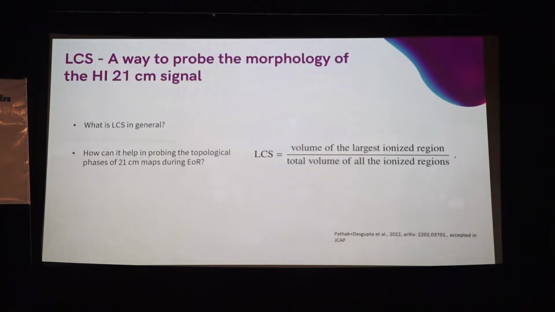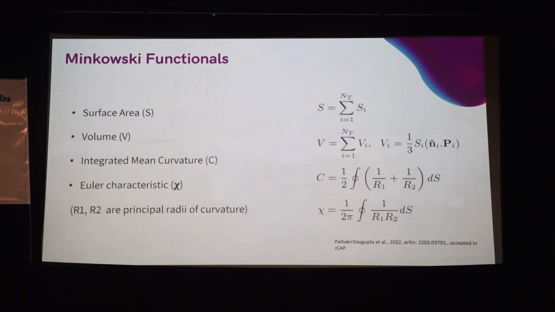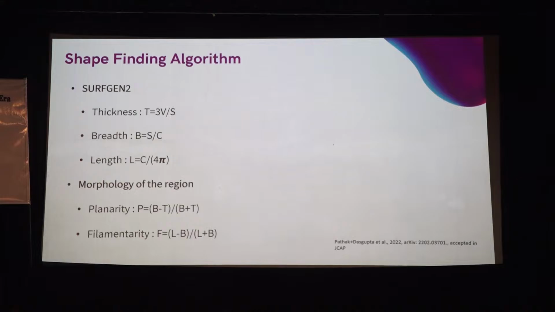Now, to complement this analysis of LCS, we use shape finders, which are calculated using Minkowski functionals. And using these Minkowski functionals, we employ a tool called SURFGEN2 to find the morphology of the individual regions that are quantified with two quantities called planarity and filamentarity.